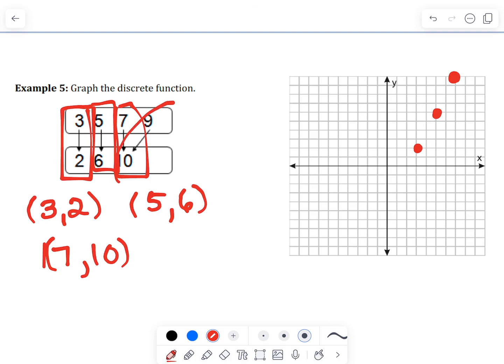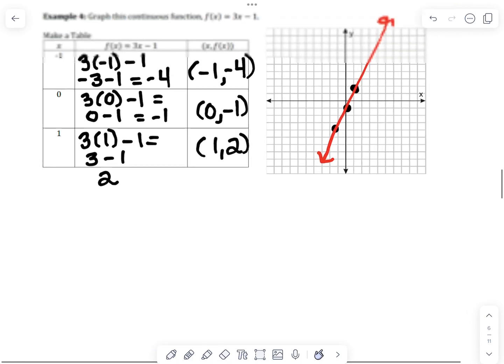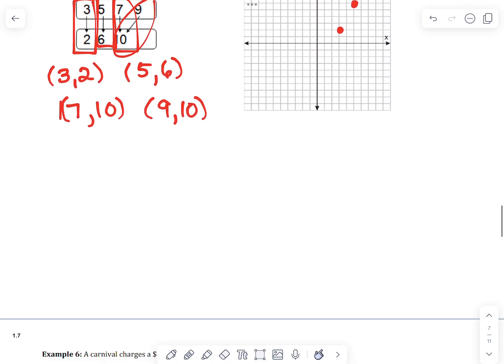And then 9, 10. So there is our function. It does pass the vertical line test. This one up here passes the vertical line test. These are all functions.